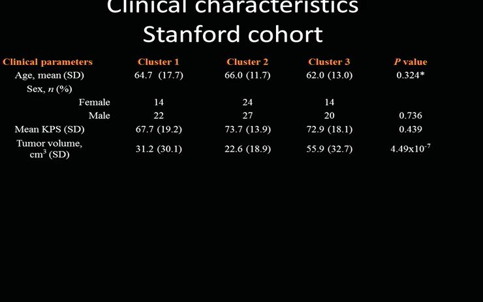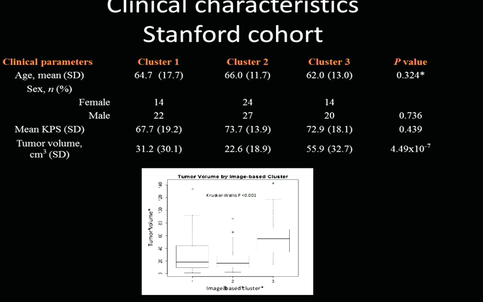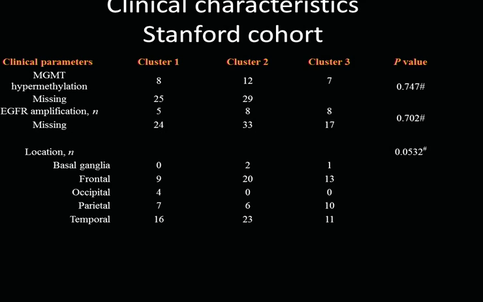Then we wanted to investigate if there were any clinically significant differences between these subtypes. So we looked for differences in age, sex, and Karnofsky score, and we found mainly tumor volume to be significantly different between these clusters, with cluster 3 capturing more larger tumors, as you can see also here. So cluster 3 has larger tumors compared to cluster 1 and 2. We also looked for any correlation with molecular parameters, such as hypermethylation of MGMT or EGFR amplification, and also tumor location, but we couldn't find strong significant correlations.